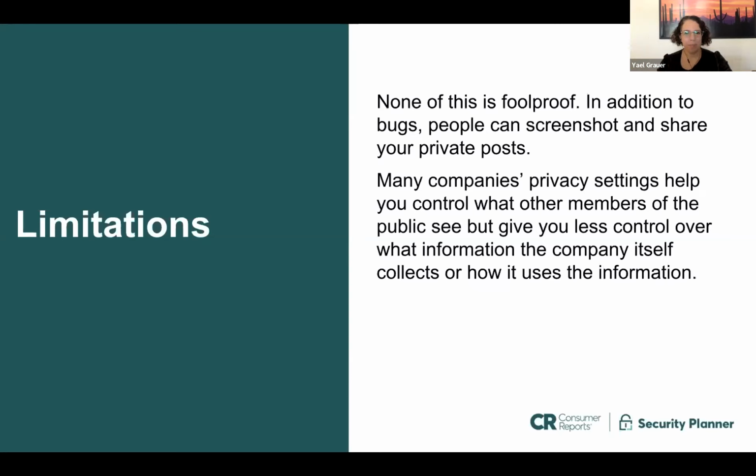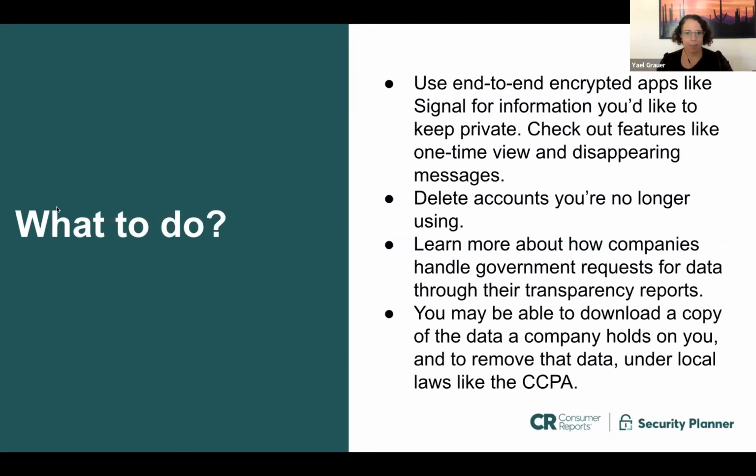But there are a few things that you can do about it. You can use end-to-end encrypted apps like Signal for information you want to keep private. And you can use disappearing messages and one-time view. So if I'm sending somebody something that I have to text, because I can't just talk to them in person, but I don't want the company to have that information, and I don't want there to be a record of it because it's truly private information, these aren't perfect, but they do reduce your risk a lot.